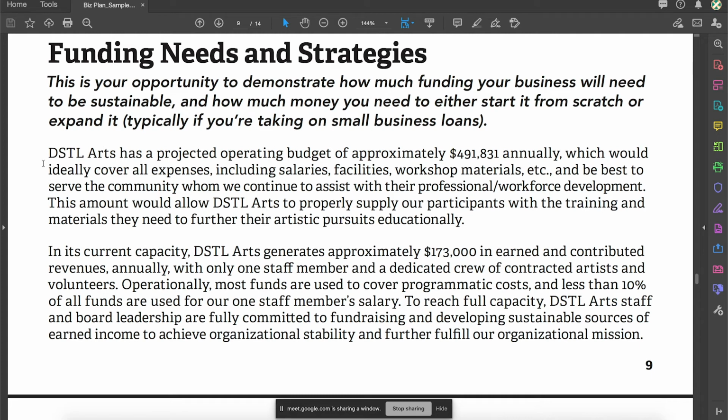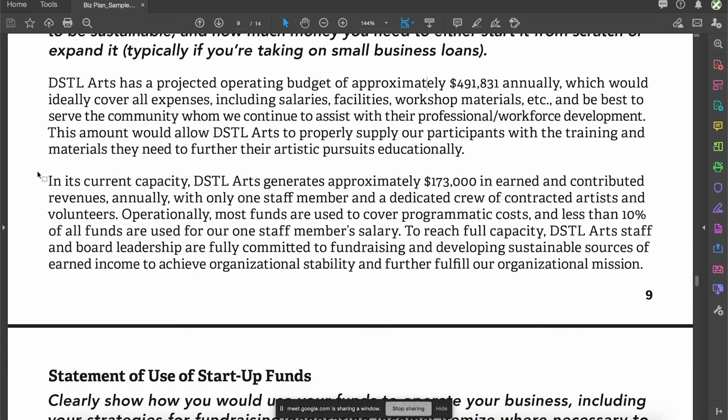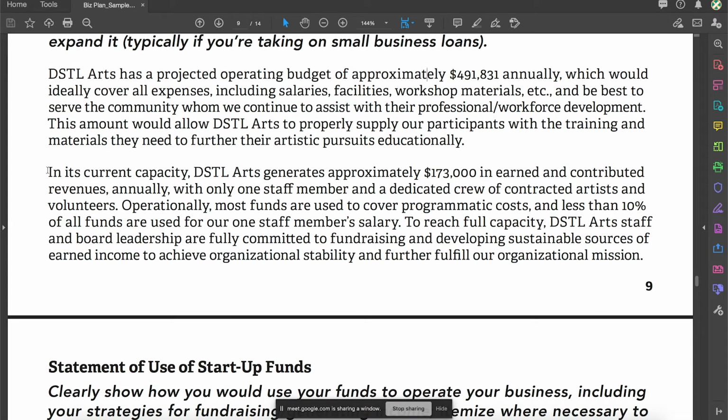If I had all of the money that I needed to actually operate DSTL Arts, it would be this amount right here. This is how much money I would actually need every year, $491,831, if I was to have a full staff, and a full office space, and all of the materials are covered and everything. That's the actual amount of money that would need to be generated by DSTL Arts to be sustainable.